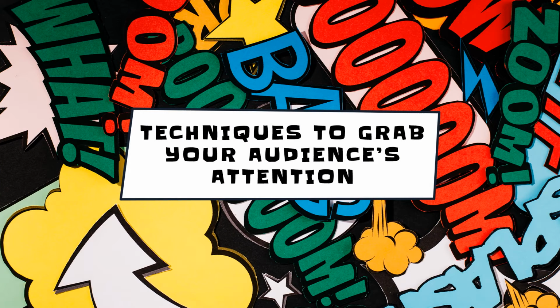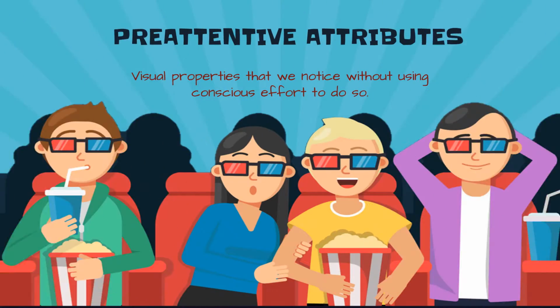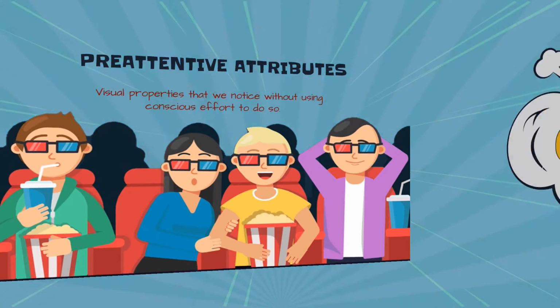So let me teach you how you can grab your audience's attention. Focus on me. Do you notice those small details that your audience look first? They are called pre-attentive attributes. They are the visual properties that we notice without using conscious effort to do so.